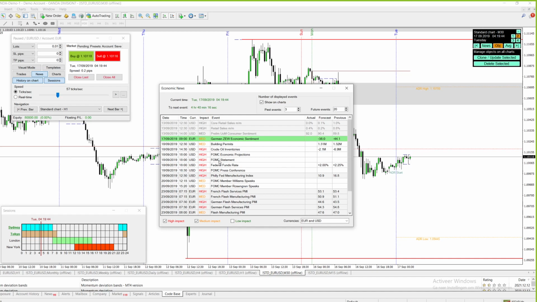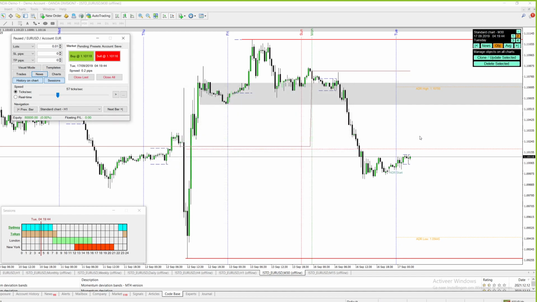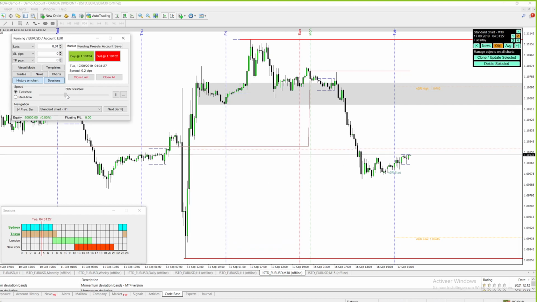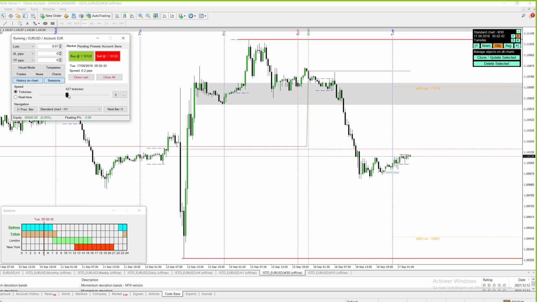So FOMC, we also have the Federal Reserve, and they're going to cut the rates. So I think the dollar will drop because of that. I mean, the dollar will pump, so the euro USD will drop. So that's actually not a favorable time to trade. But let's see how Tuesday develops. Speed up the price.